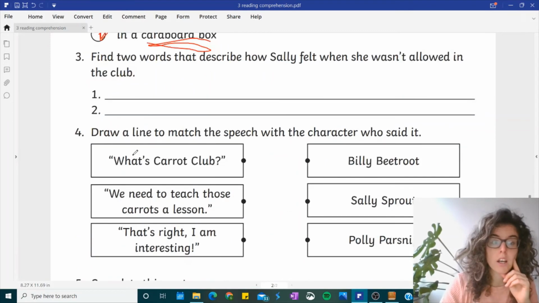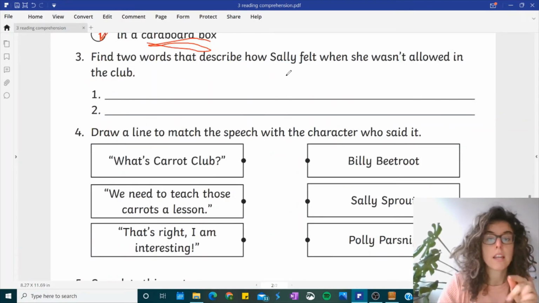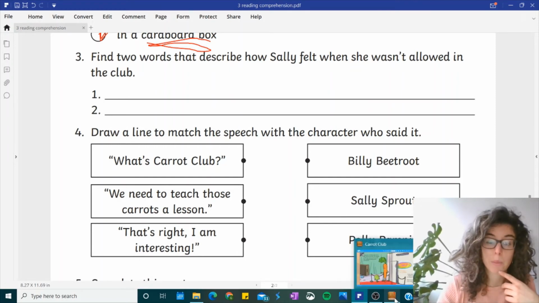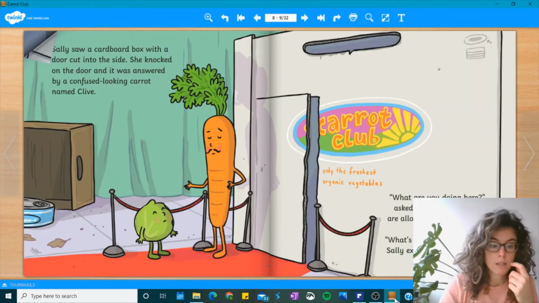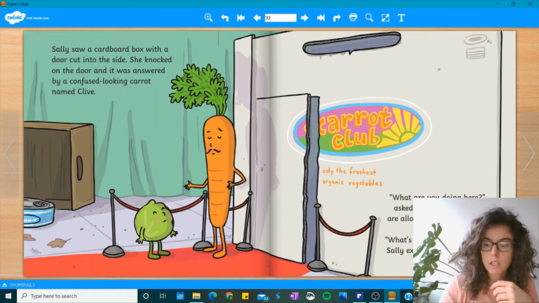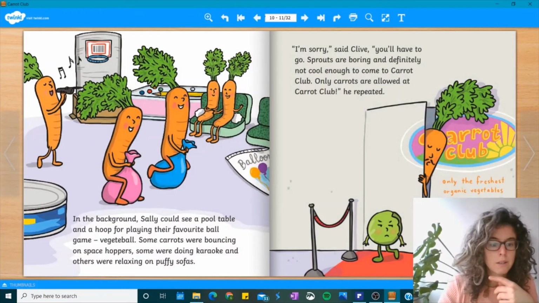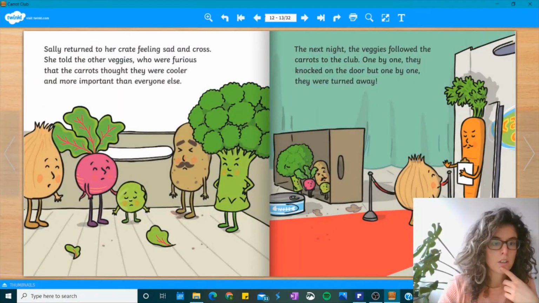Now, this one, you had to write 2 words that describe how Sally felt when she wasn't allowed in the club. Now, what words did you guys write? Did you remember how she felt? Miss Gia doesn't really remember, so I'm going to look for evidence in the book. Let's see, maybe this next page. Oh, what's this first sentence say? Sally returned to her crate, feeling sad and cross.